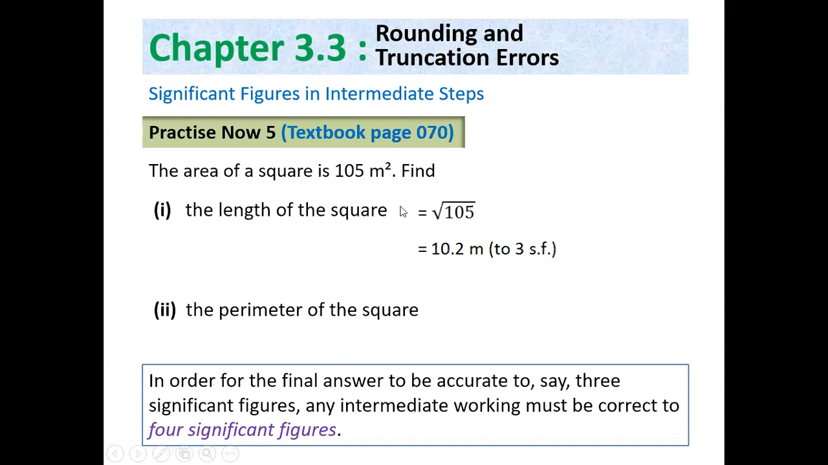The area of the square is 105. So the length of the square is the square root of it. Why do you correct to three significant figures? Because the number will be three significant figures as well, right? So you have to round to the number of significant figures of the previous. And the perimeter is 10.25 times 4, right? And then why is it 10.25? Because the square root of 105 is 10.2469500.